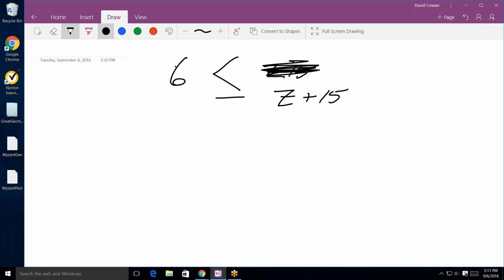Now, what's the next step? Then I go minus 15 on both sides. So what's the next line? What's 6 minus 15? Minus 9 is less than or equal to z. Always remember that if you're subtracting a bigger number from a smaller number and they're both positive, the answer has to be negative.